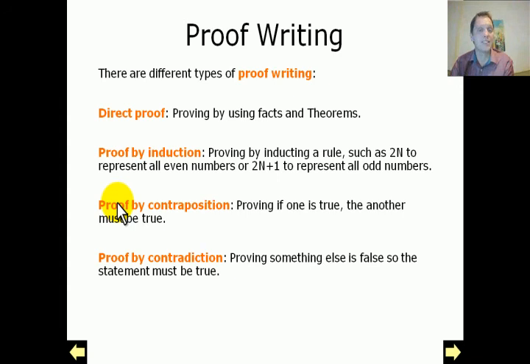And we've got proof by contradiction. Now proof by contradiction is literally as it sounds. Rather than proving that it's true, we are going to prove that something is false. In which case, if we can prove that all else is false, then the statement must be true.